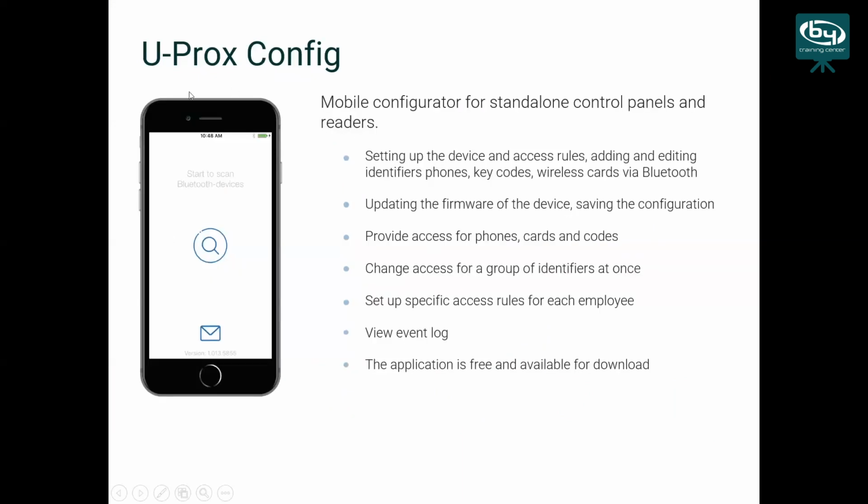U-Prox Config is the mobile phone app which is used to provide access for phones, cards, and codes, change access for the groups of identifiers at once, set up specific access rules for each employee, and view the event log. This application is free, and normally it is for installers.